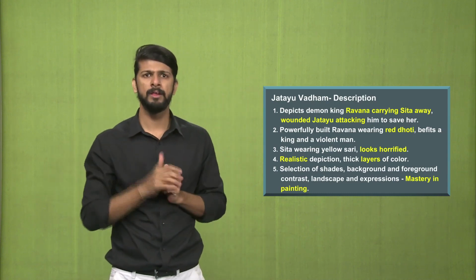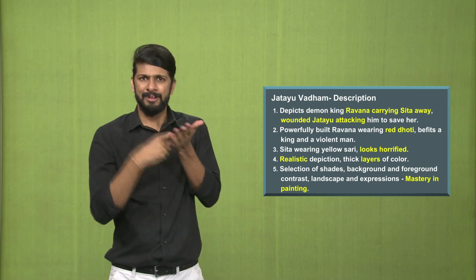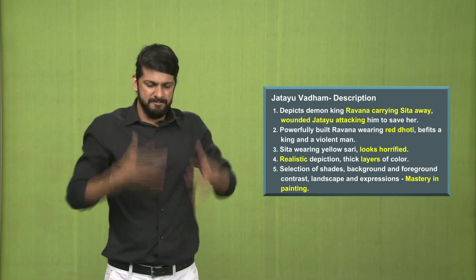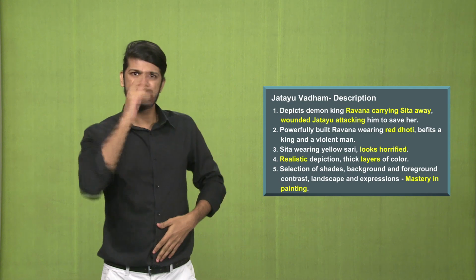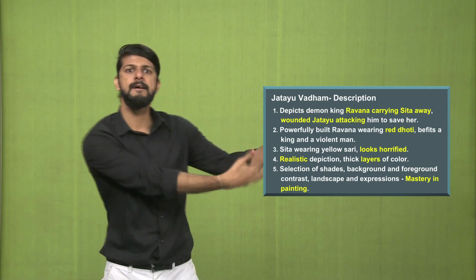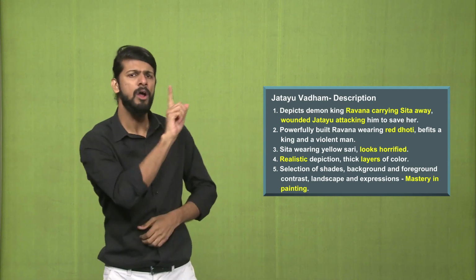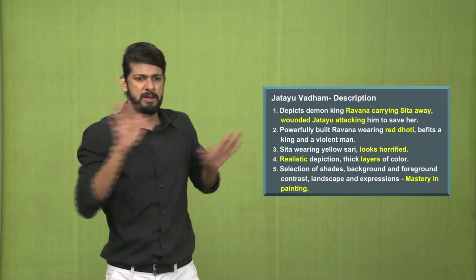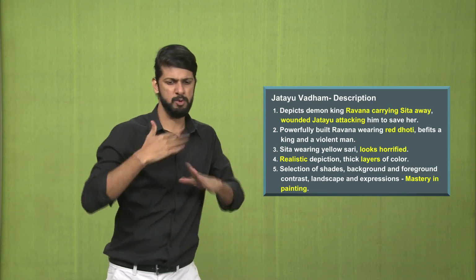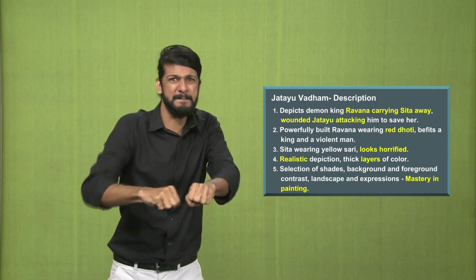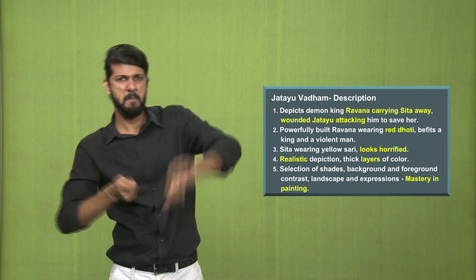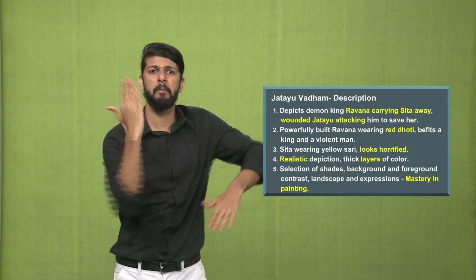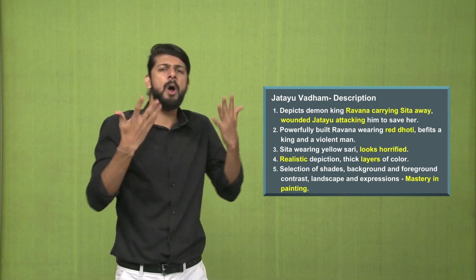Description of Jatayu Vadham painting. This painting depicts the demon king Ravana carrying Sita away, but Jatayu wanted to protect Sita, and Ravana wounds and attacks Jatayu.